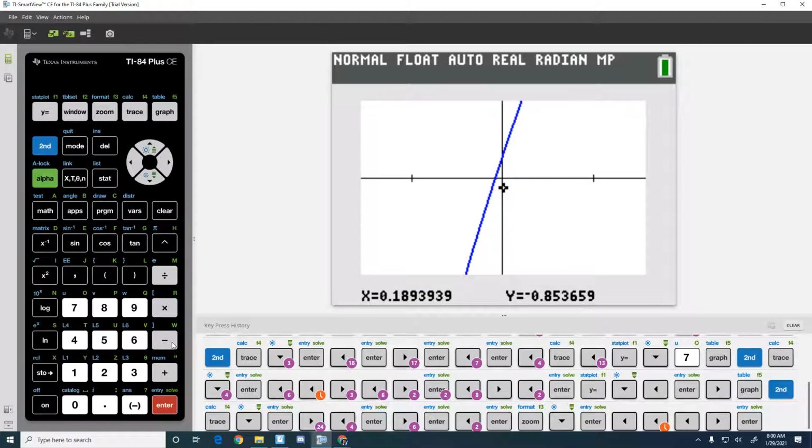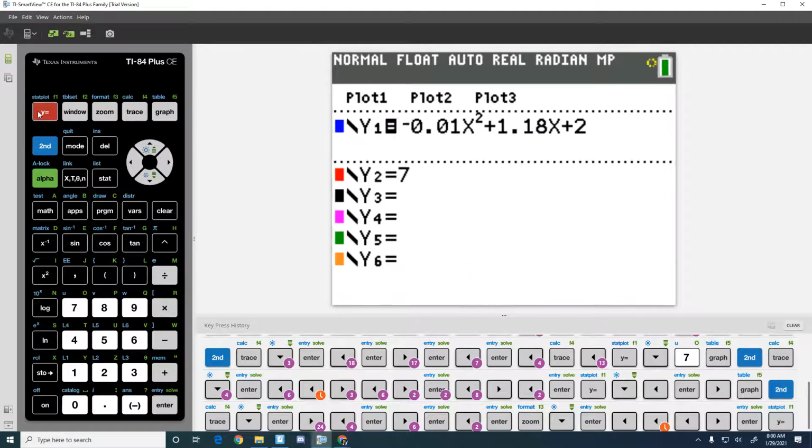Is that just the 1.18x? It's the plus 2. It's because of the plus 2. It's the last number. Got it. This constant plus 2, remember, we always call that the y-intercept. And so plus 2, if I plugged in zero for x, we'd be left with y equals 2.